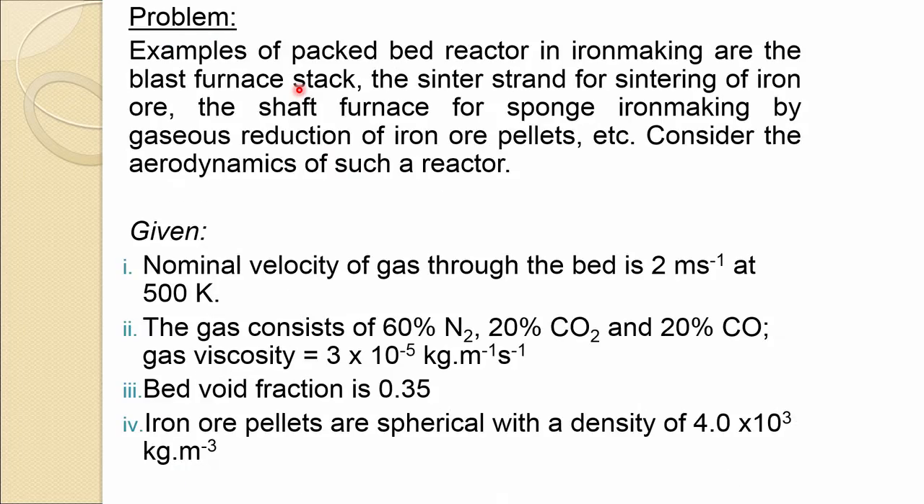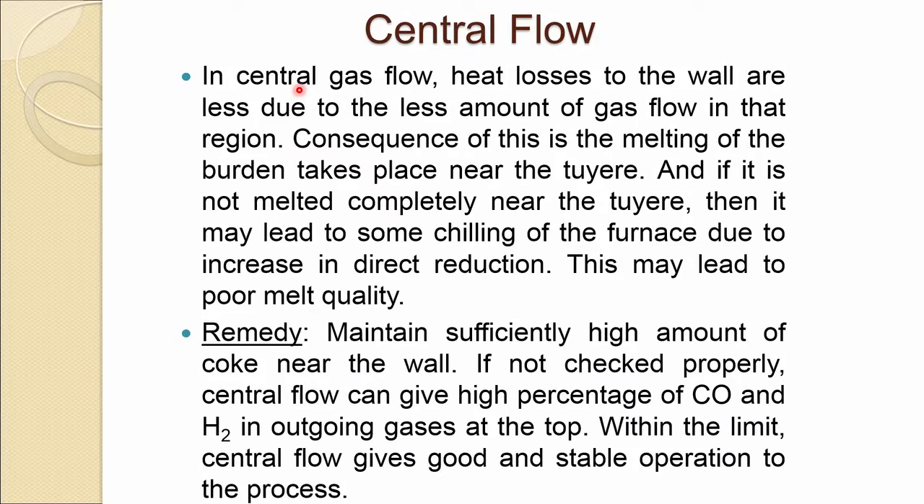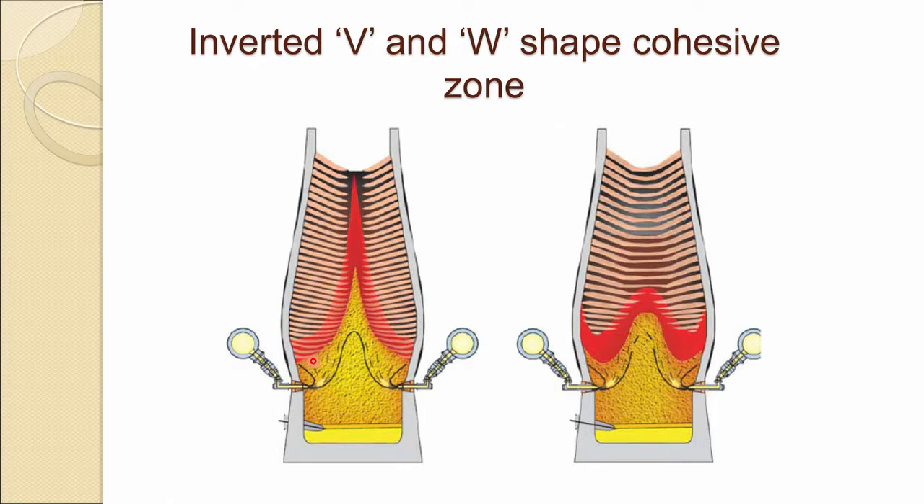and it is shown in the starting actually in this figure, where we are having an inverted V type or W type. So, this is the cohesive zone where the ore especially is in semi fluid state. So, like a mushy zone what we call it. So, this brown one is becoming fused.